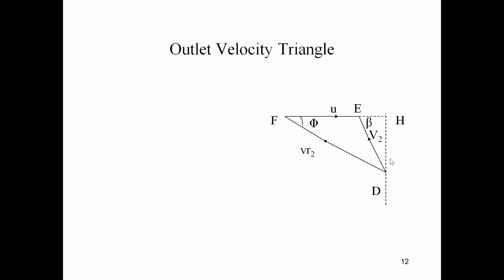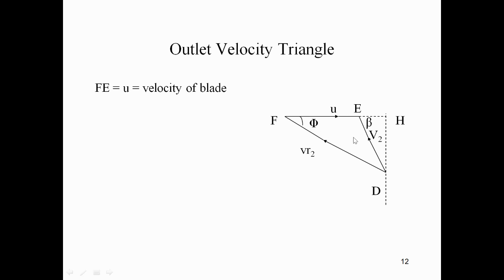Next we can see the second one, that is the outlet velocity triangle. Previously I showed the inlet velocity triangle. So now we are going to see the outlet velocity triangle. We can observe the velocity triangle here. There is a triangle called DEF, and also DHE.